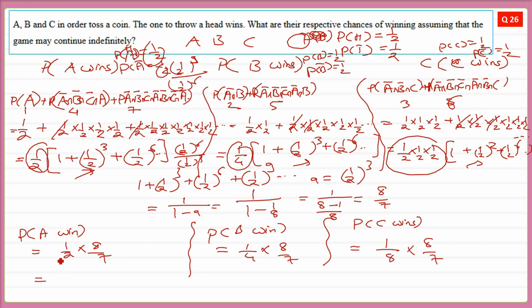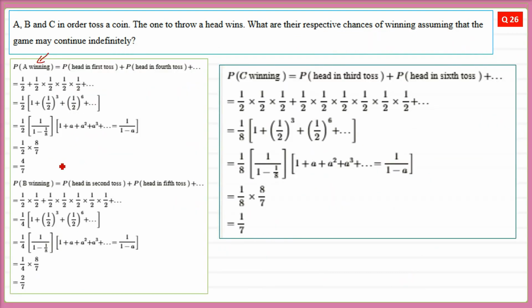This comes out to be 4 by 7, since 2 4s are 8. So 4 by 7 is the probability of A winning the game. This comes out to be 2 by 7 for B winning the game. And the probability of C winning the game, cancelling out 8, is 1 by 7. This is your answer. So A winning, B winning and C winning have to be computed separately, and this is how it will be done. This geometric progression is very important, which you should recall and apply in this question.